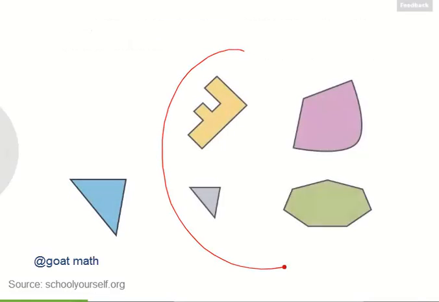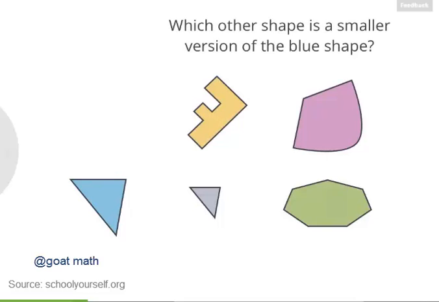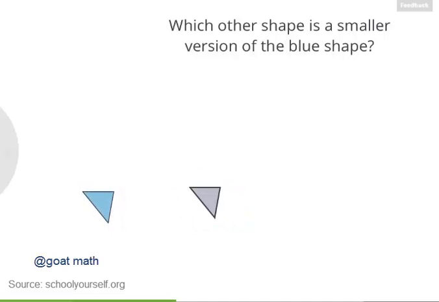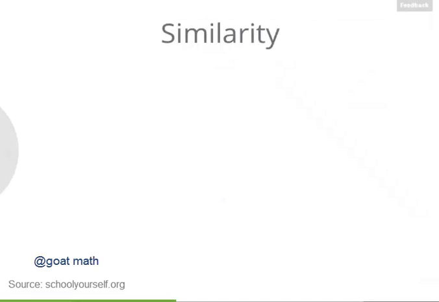Let's take another look at these four shapes over here. None of them is congruent to this blue one, but which of these other shapes is a smaller version of the blue shape? Exactly right, it's this gray shape. If we were to make the blue shape a little smaller, and then move it over, you can see that they're now the same. So now we're ready to define similarity.